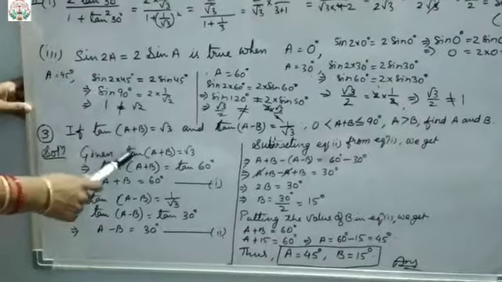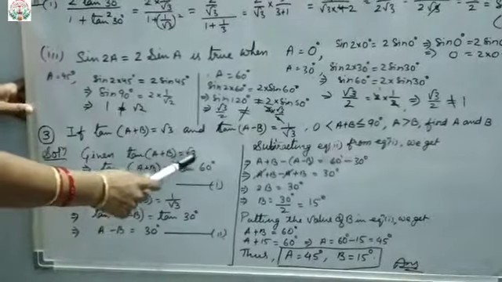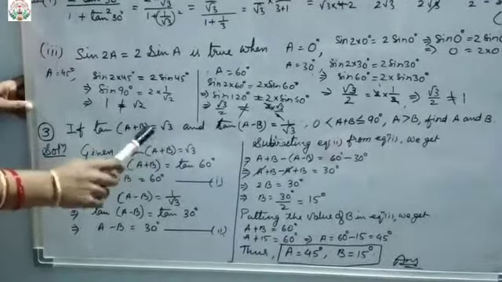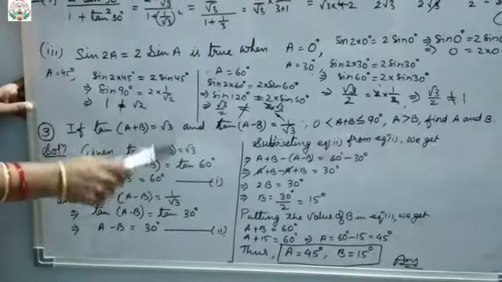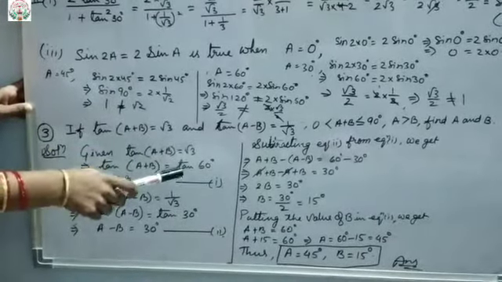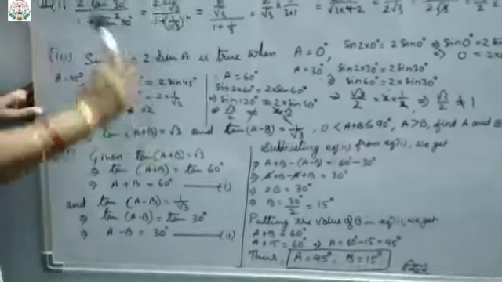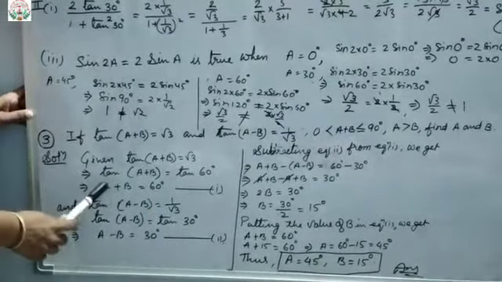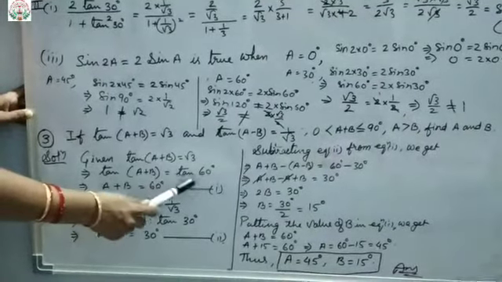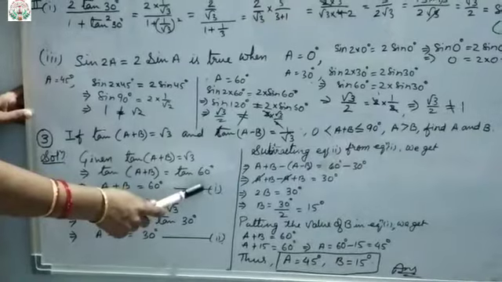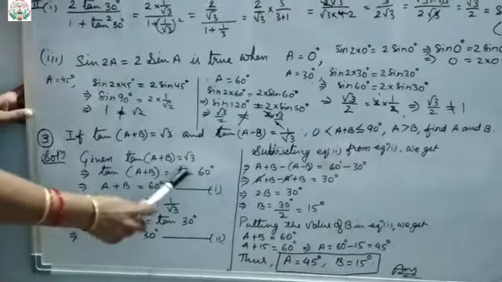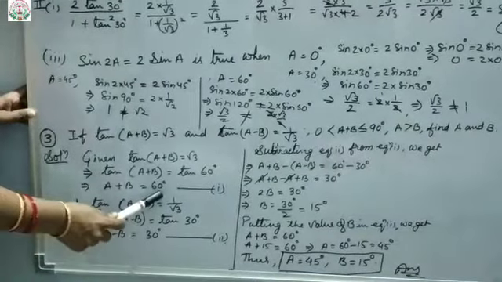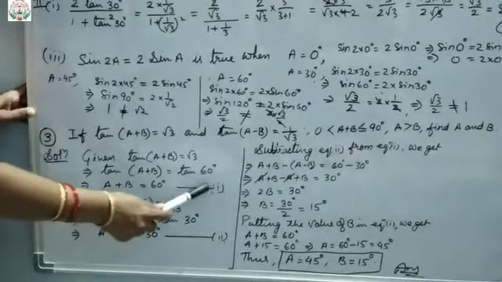What is given? Given tan(a plus b) equals to root 3. Now in the tan table, which degree has root 3 value from the table you see? So that is tan 60. So tan(a plus b) equals to tan 60. Clear, children? Okay. Now both the sides tan is there, so that will be removed. A plus b equals to 60 now. Okay. So first equation we got.